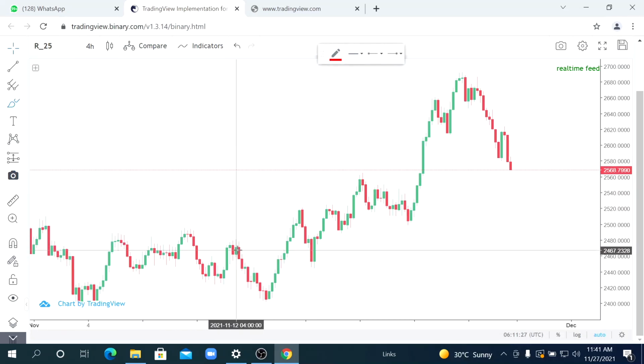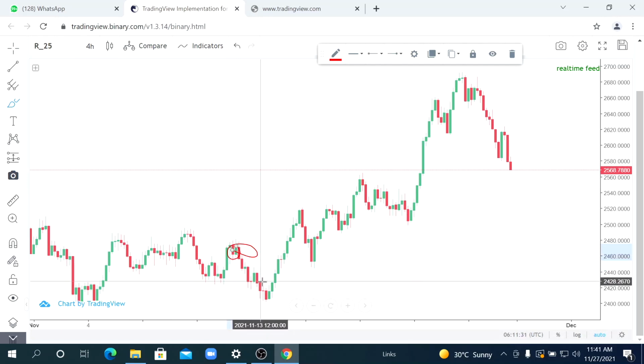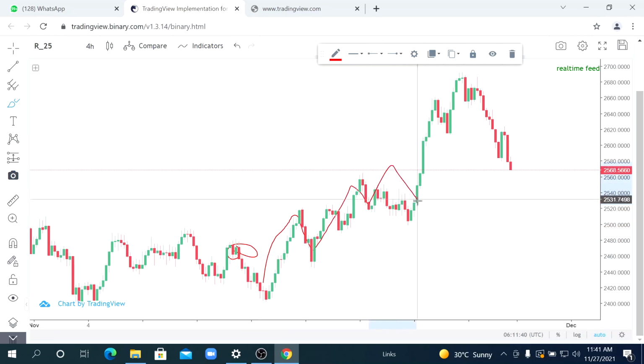This is the same movement I'm talking about. Please watch this point. You see a break of that point, then we have a correction back to that point. Then we have an impulsive movement, then a correction. Then another impulsive movement, a correction, impulsive movement, a correction.